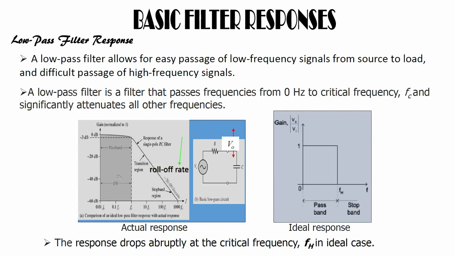Then here we see this is your bandwidth, this is your transition region, this is the response of a single pole RC filter. Single pole is when there is one R and one C. Here you can see one R and one C, right. So, the roll off rate is about minus 20 dB per decade and then there is a stop band, alright. So, the y axis is gain, the x axis is your frequency, alright.